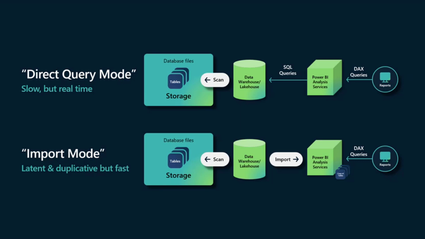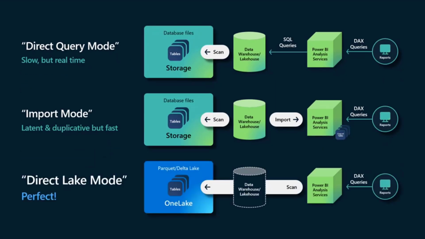And with import mode, you actually copy the data from the data source into Power BI, which makes it really fast because the engine doesn't have to go down to the data source and get the data and go back up. The data resides in memory. But if you want new data in your data model, you need to refresh your semantic model. So it's latent and duplicative, but it's fast.